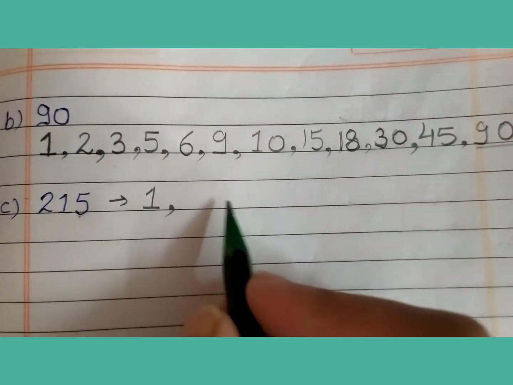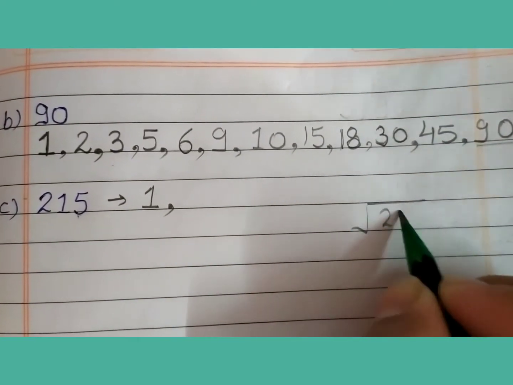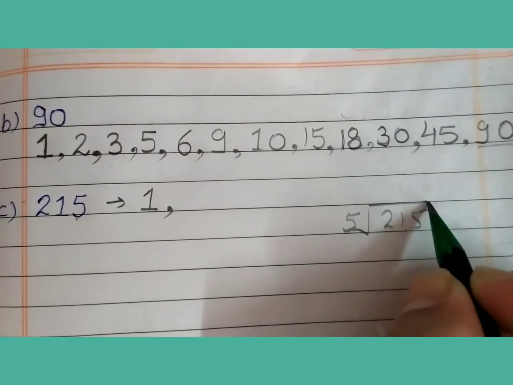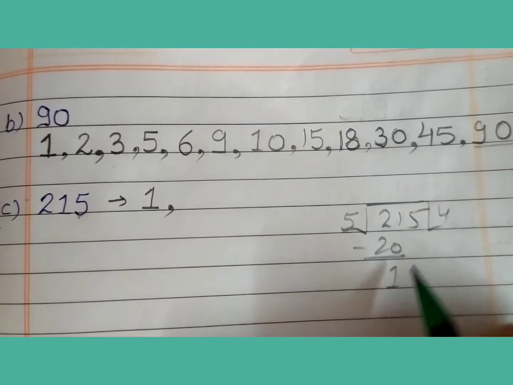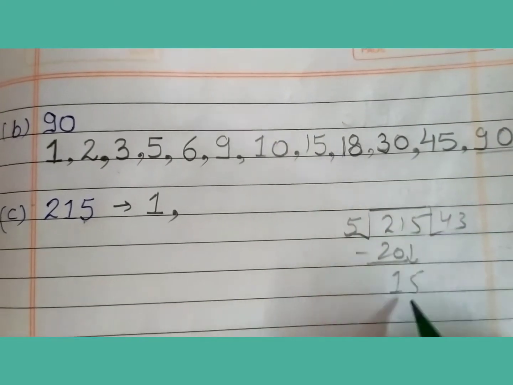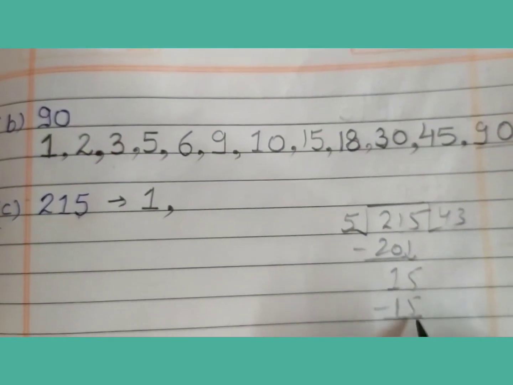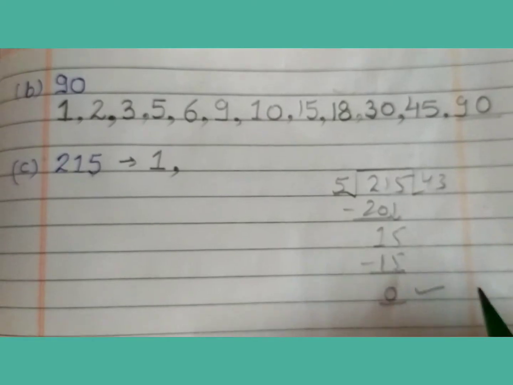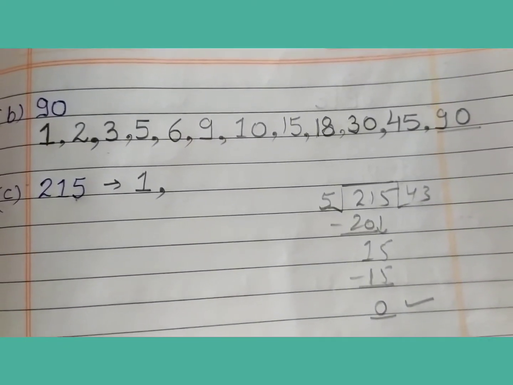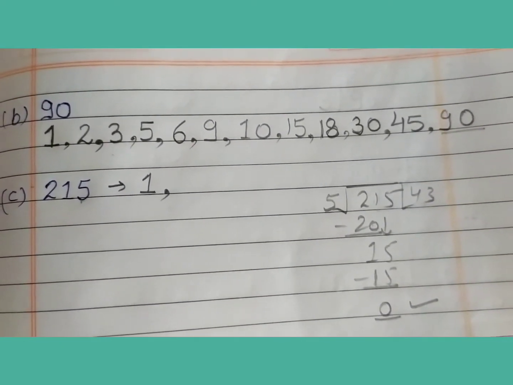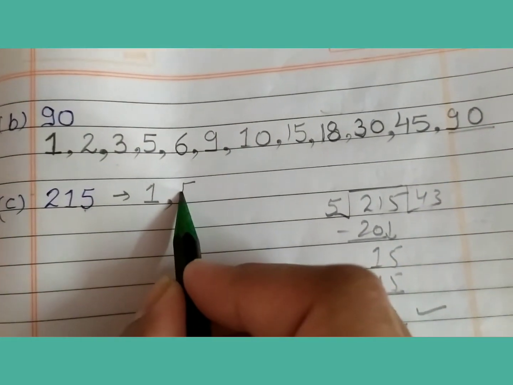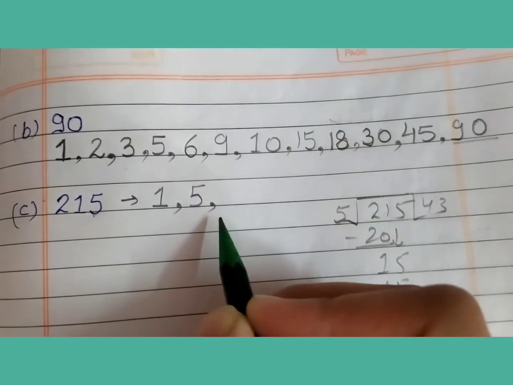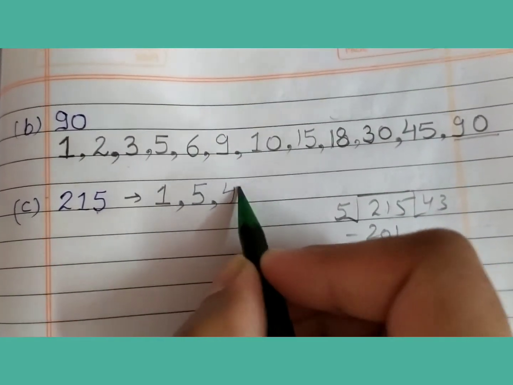Next is 5. 5 4s are 20. 21 minus 20 equals 1. Write down 5. 5 3s are 15. 15 minus 15 equals 0. The remainder is 0. 215 is exactly divisible by 5, so 5 is a factor of 215. Write 5. The next is 43.